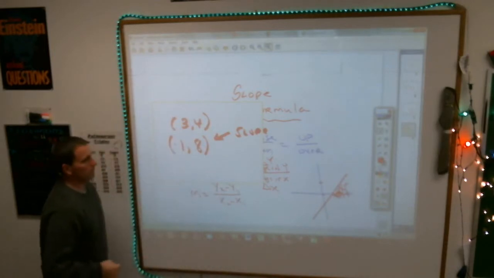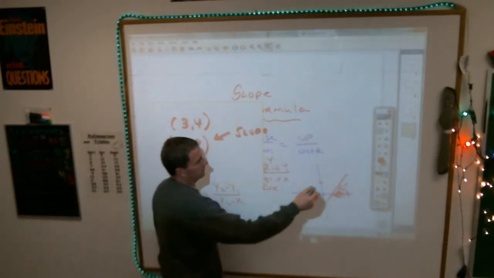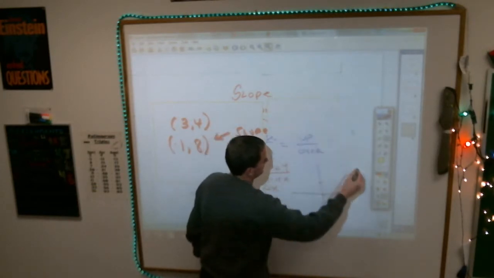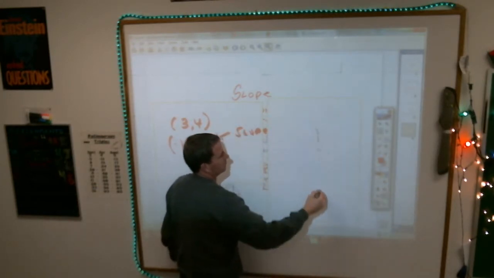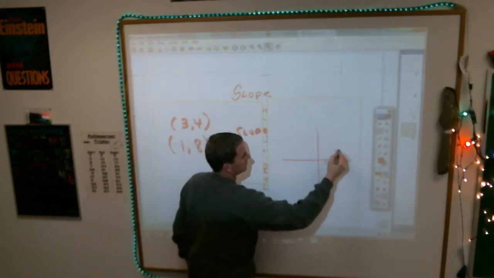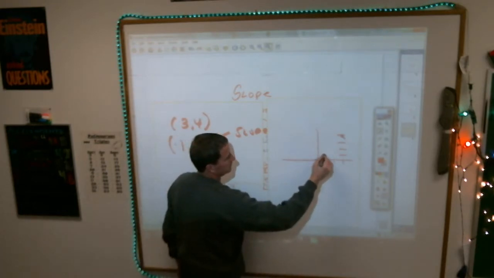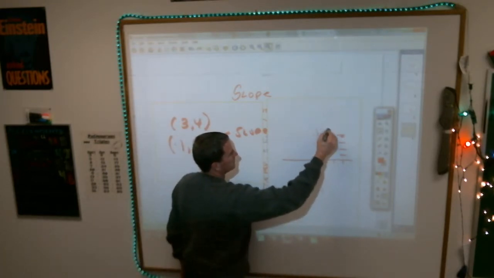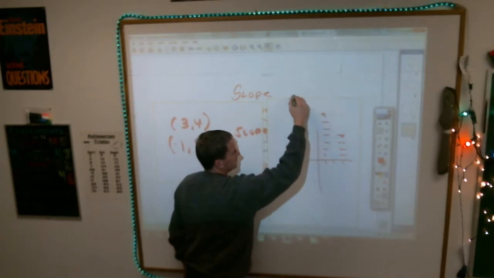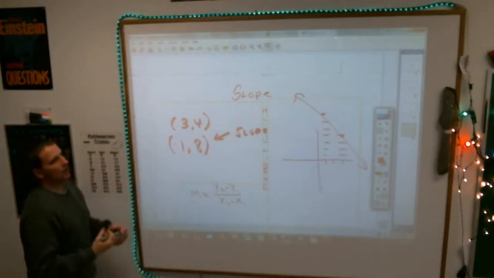Well, before, you could sit down and graph these 2 points. Sure, let's do that. You can graph those 2 points, which means you have 3, 4: 1, 2, 3, 1, 2, 3, 4. You have a point there. 1, 8 is 1, 2, 3, 4, 5, 6, 7, 8. Boom. You can graph your line and then draw a triangle and see what the slope is.